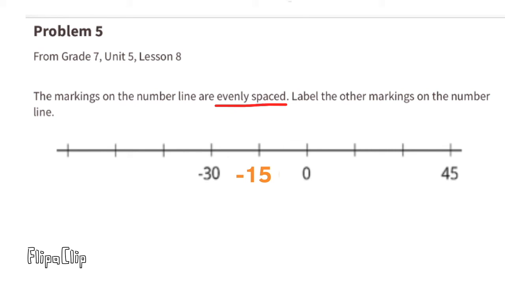So for example, if -15 is to the left of 0, then +15 is to the right of 0. Moving one more space to the right of 15, I have to add another 15. So 15 plus 15 is 30. Let's count by -15, starting at 0 and moving left. -15, -30, -45, -60, -75.